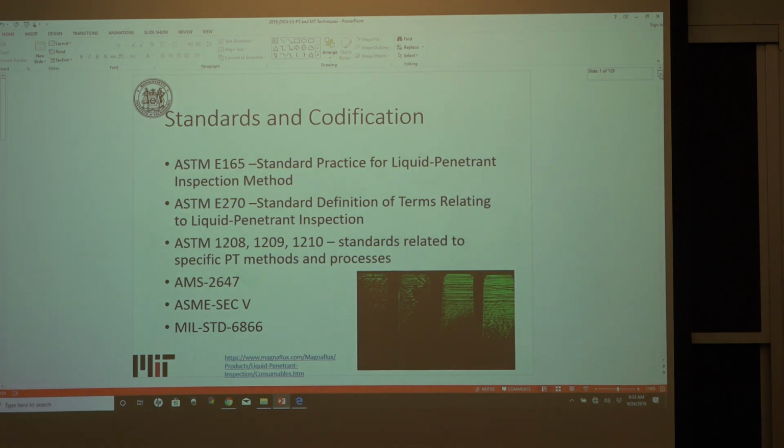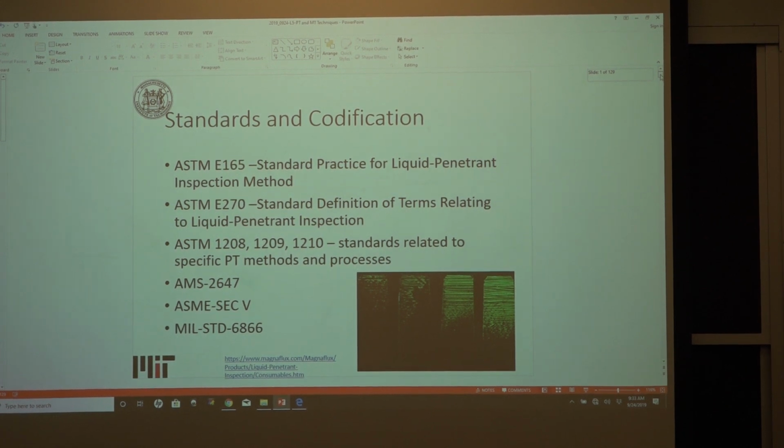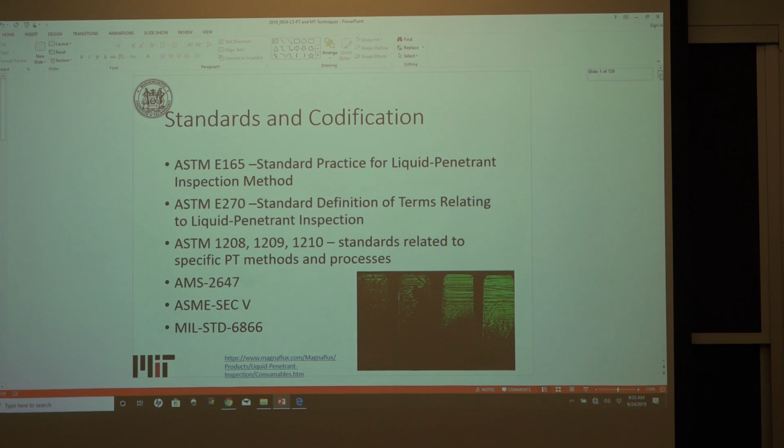This isn't particularly relevant for research, but in industry, it's important to note that there are standards and codes that tell you exactly how to perform the inspection. ASTM is American Society of Testing and Materials, and they have standards related specifically for liquid penetrant and these other techniques that we've discussed. And not only specific to the technique, but they have sometimes specific standards for processing.